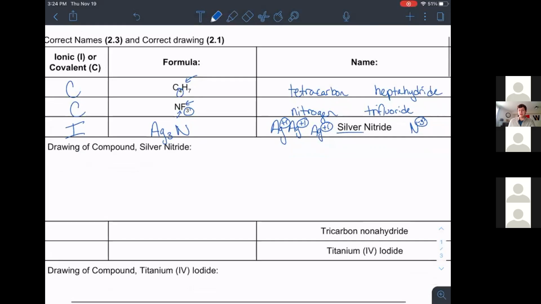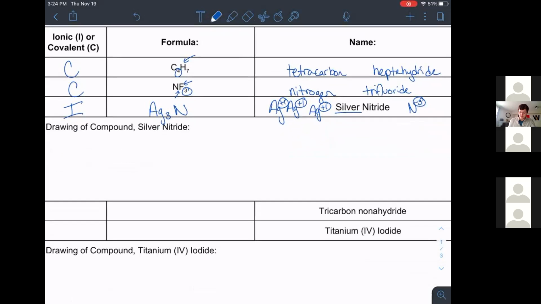When we draw this one out, we have to do two things. First, we need to draw out all of our compounds, or all of our elements in the compound with their valence electrons. So because each silver is losing 1 valence electron, it has 1 valence electron to lose, and then nitrogen has 3 to gain. So we'll show that transfer of electrons.